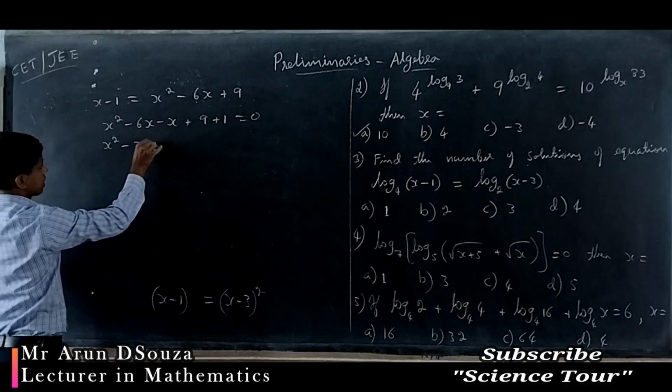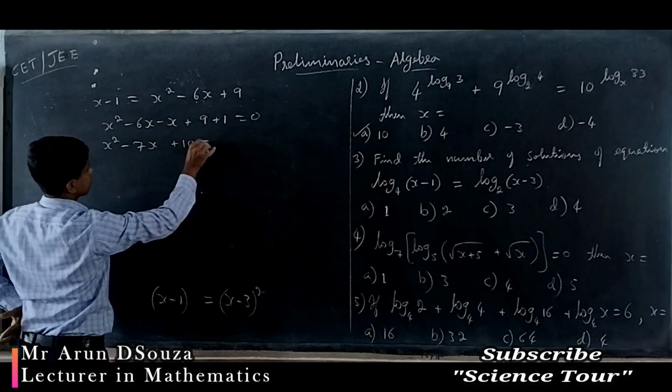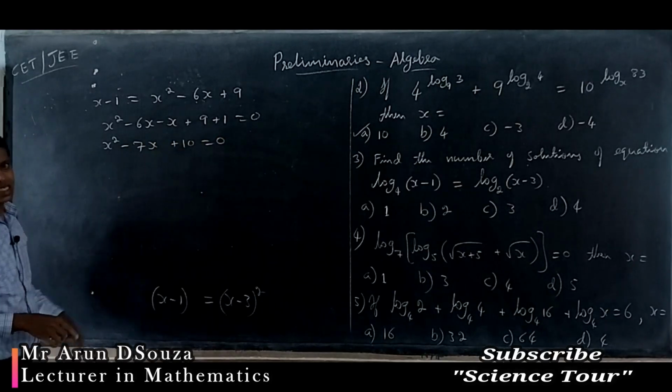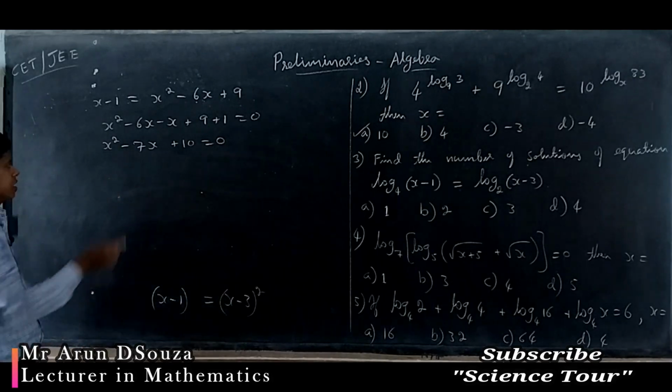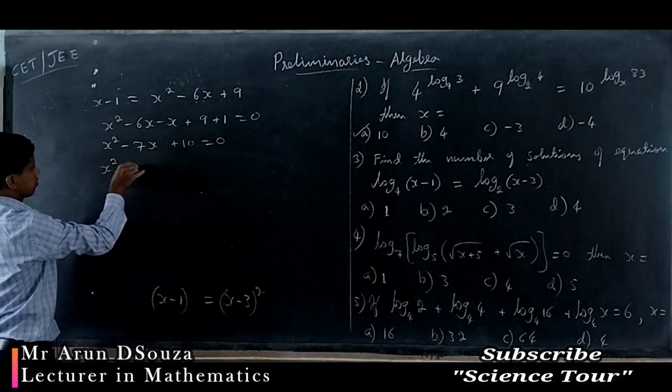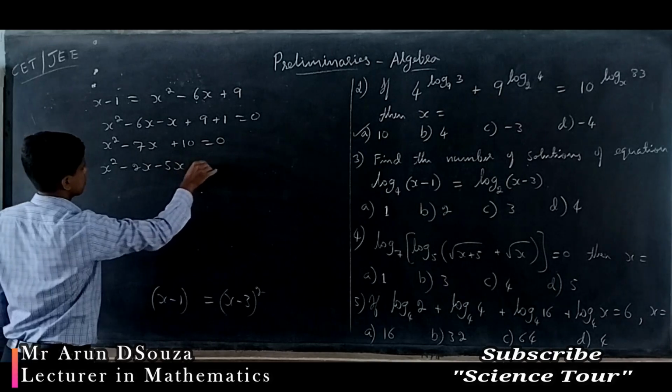So 7 plus 10. How do you split this minus 7? Minus 2 and minus 5. Yes, correct. So this is minus 2x minus 5x.